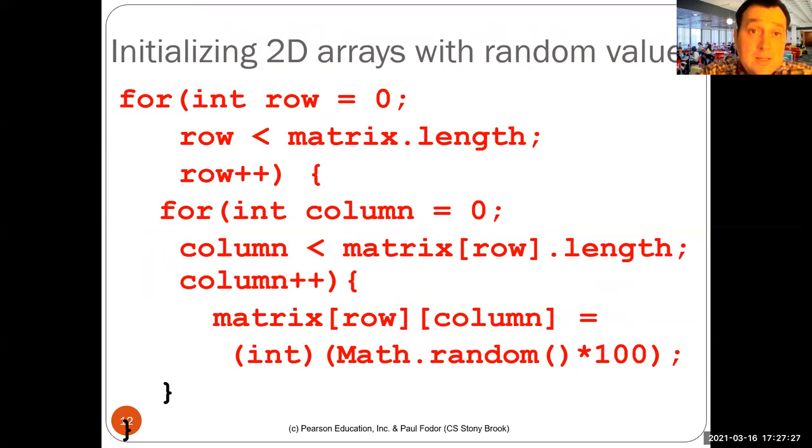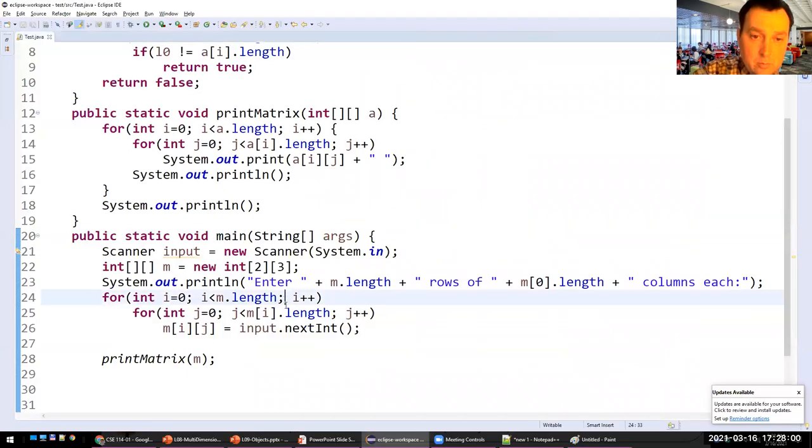So this is how to initialize an array with input values. You can also initialize an array with random values. We have the same two loops, one that iterates over the indices of the rows and one that iterates over the indices of the columns. And instead of reading with nextInt every matrix of row and column, we assign to it Math.random multiplied by 100, cast to an integer, because this is a matrix of integers. This is self-evident: you can get a random matrix at any moment, just use Math.random multiplied by the range that you are looking for.